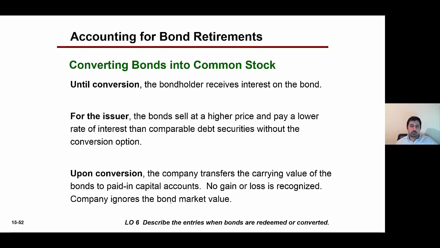bonds to common stocks, the journal entry will ignore the bond market value as well as the common stock market value. What will be recognized, we will see in a second how this is recorded in the journal entry, but it is important to remember that the company will ignore the market value of the bonds and of the stocks.